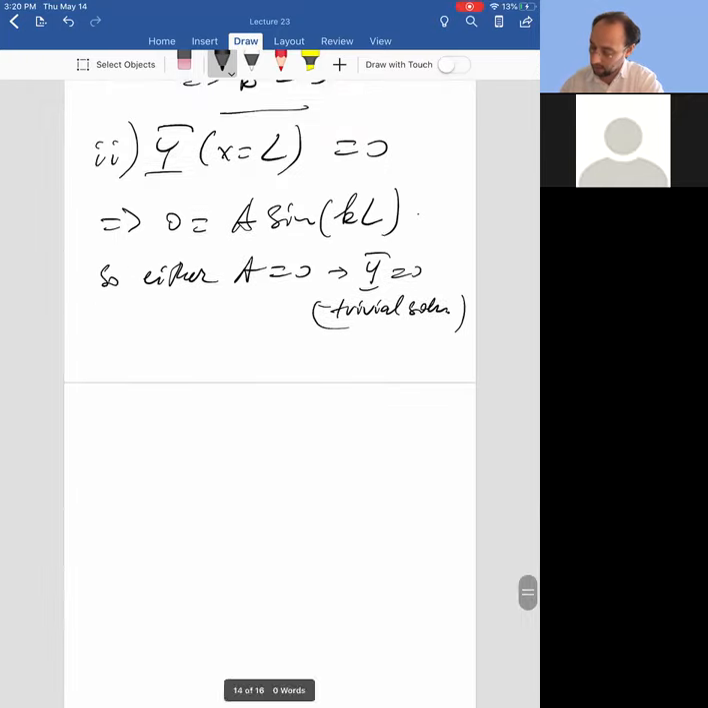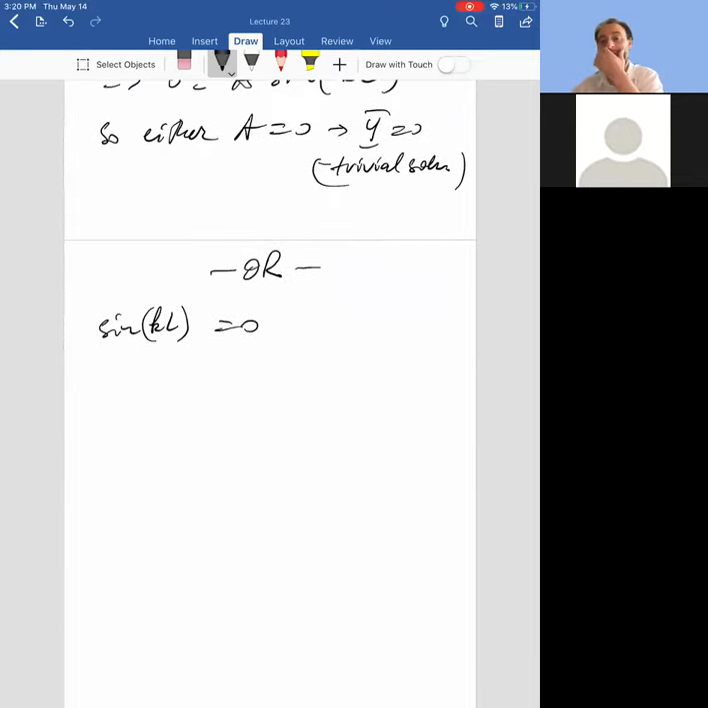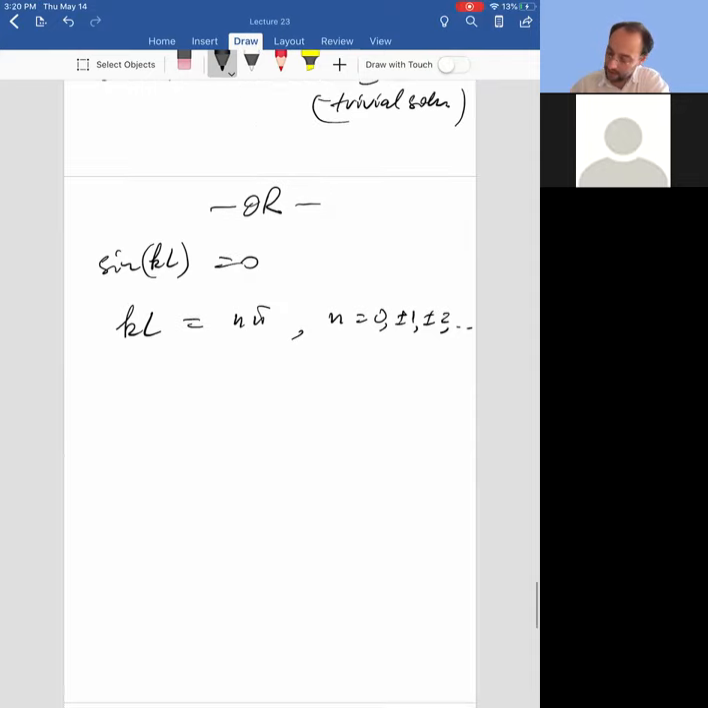It's not interesting. Or sine of KL equals 0. And that means that k's can only take on discrete values. So KL equals n pi, where n is either 0, well, that's again not an interesting solution, or it can be plus or minus 1, plus or minus 2, and so on. Okay, so then k equals n pi over L.